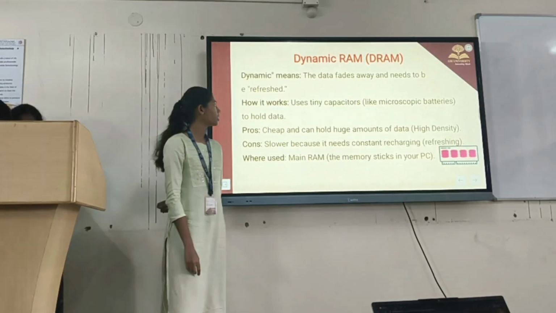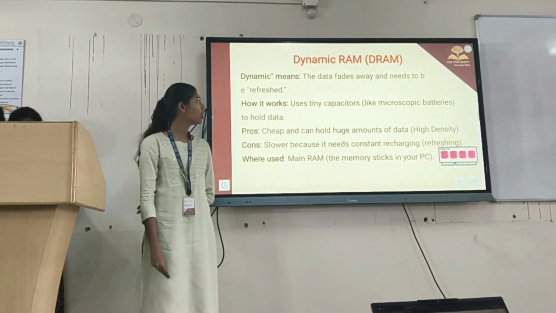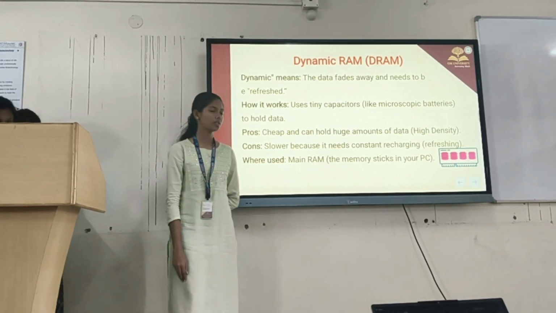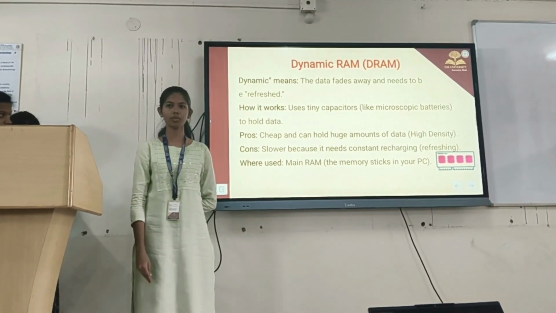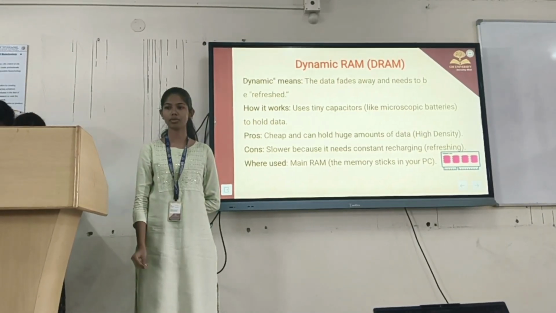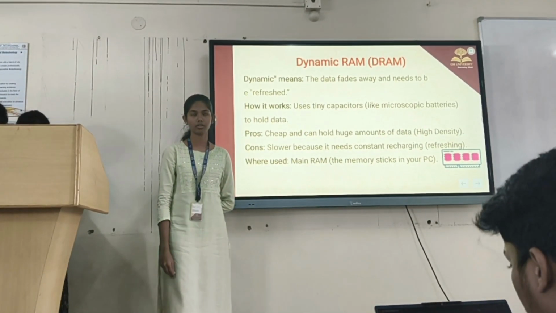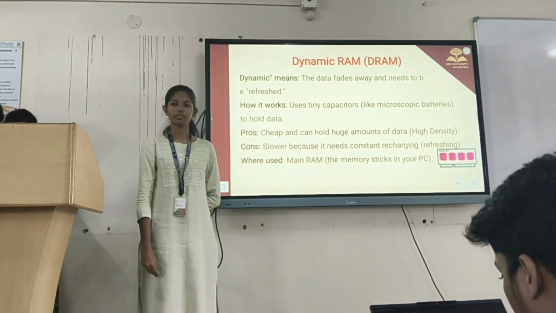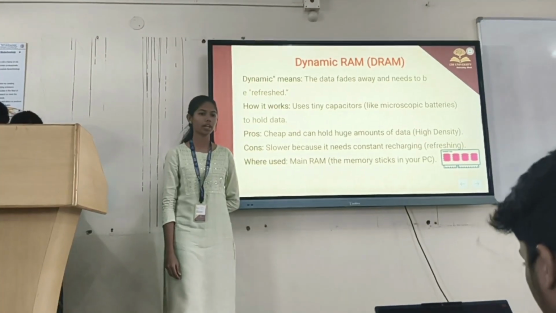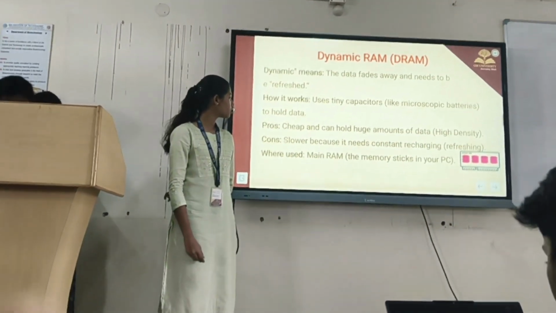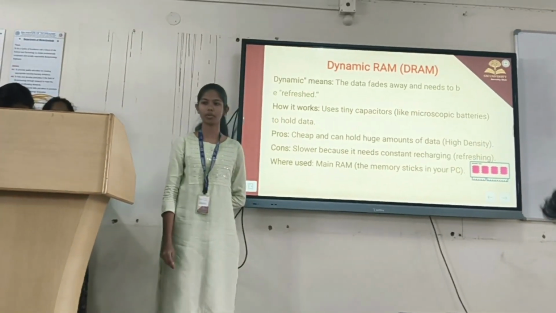Dynamic RAM stores the data in tiny capacitors which lose the charge constantly. So it needs to be refreshed constantly to keep the data intact, and it works slower than static RAM. It is cheap and can hold a huge amount of data. It is used as main memory in the computer.